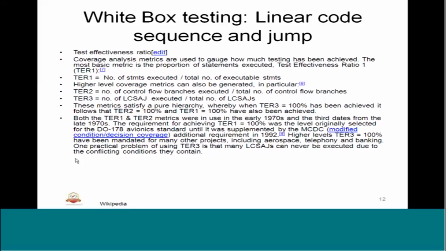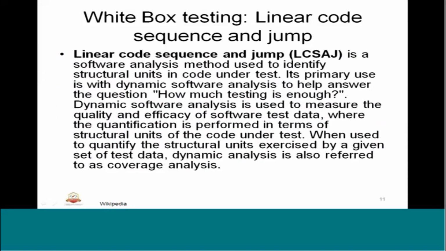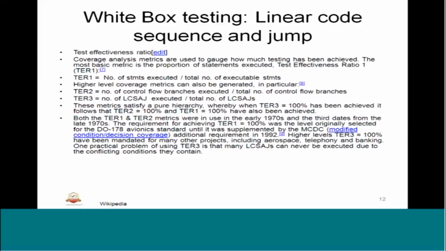One practical problem of using TER3 is that many LCSAJs can never be executed due to the conflicting conditions they may contain. That means we know that we have different jumps within the sequence, that is the start of the linear sequence of executable statements, then the end of the linear sequence, and the target line to which control flow is transferred at the end of the linear sequence. So these three units may not be executed all the time. So it is subjective, but it is mandatory.